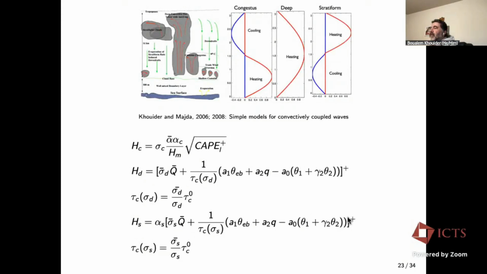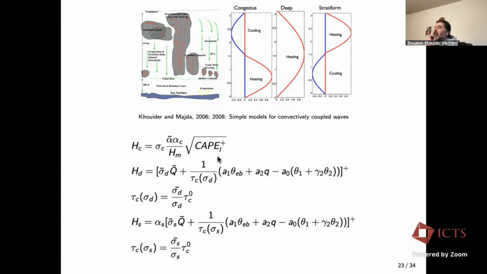So that's the heating profiles. For deep convection, we set a profile like this. For congestus, it's like this. It cools above, heats below, and then the stratiform is like this. And then this is the idea of the stochastic model, where you have transition from shallow to congestus to deep to stratiform. And then we have formulas for the heating rates, as we call them.